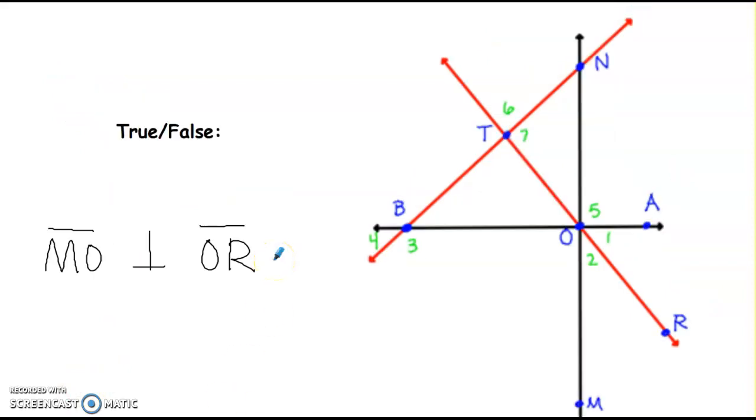Okay, taking a look at this, true or false? Segment MO is congruent to segment OR. So MO, and notice the little line above it. That means segment. So MO is congruent to OR. Okay, so here is OR. Are my two line segments perpendicular? Do they cross completely at a right angle? False, they do not. It is an acute angle. You should see, even if you look at it as an angle measurement, it is smaller than 90 degrees, so that would be false.